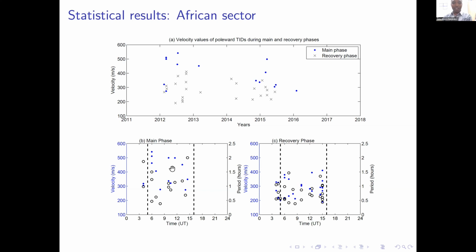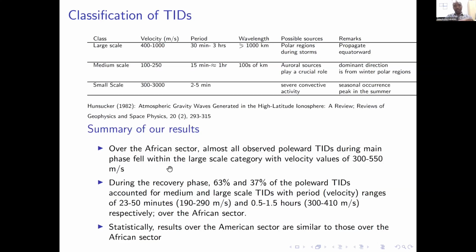In terms of local time occurrence, we'll see that these kinds of cases, both in the main phase and the recovery phase, predominantly occur during local daytime. Okay, so let's look at some of our results, and we'll have to remind ourselves about these kinds of categorizations.